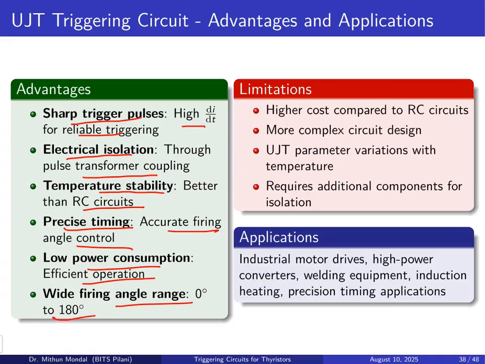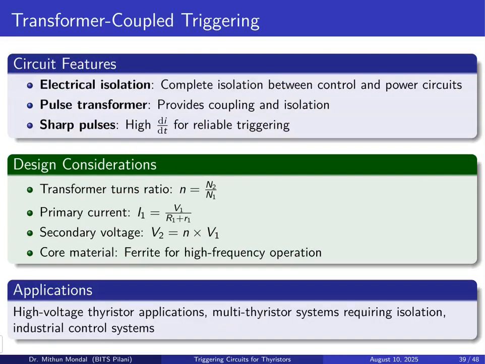On the other hand, the limitations are that it has a higher cost compared to the RC network. It is a more complex circuit design. The UJT parameters vary with temperature. It will require additional components for isolation. For applications, we can use it in industrial motor drives, high power converters, welding equipment, induction heating, and precision timing applications. So, these are the applications of UJT.